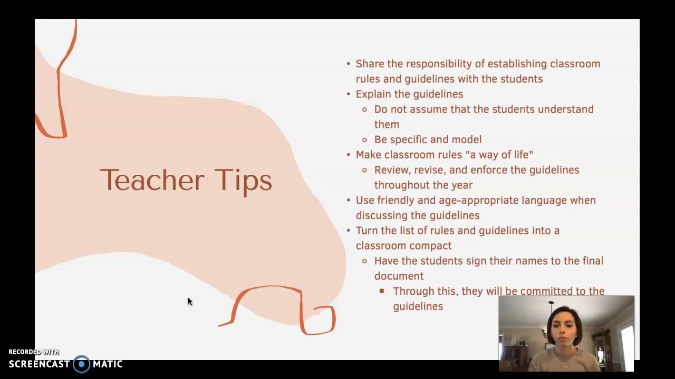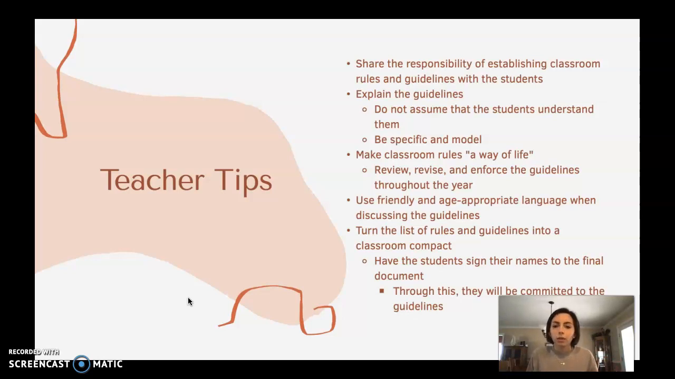You want to revise, review, and enforce the guidelines throughout the year. You need to use friendly and age-appropriate language when discussing the guidelines. You need to turn the list of rules and guidelines into a classroom compact, have the students sign their name to the final document, and then post that so they know that they have signed up to follow these rules and guidelines. And through doing that, they will be committed.